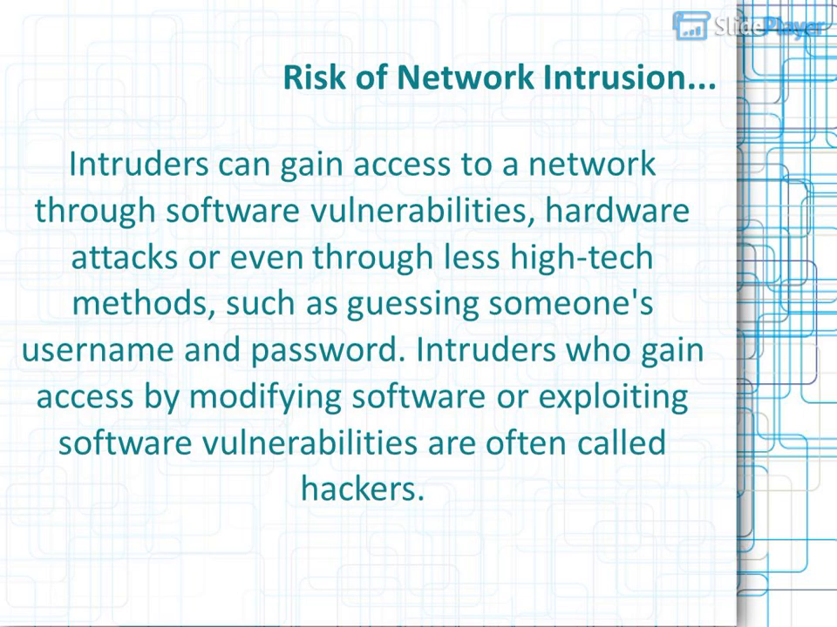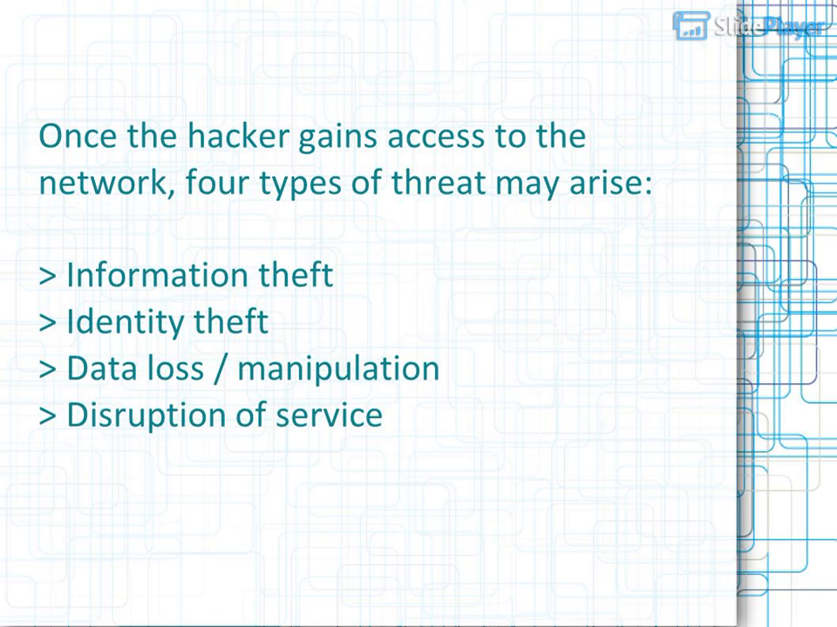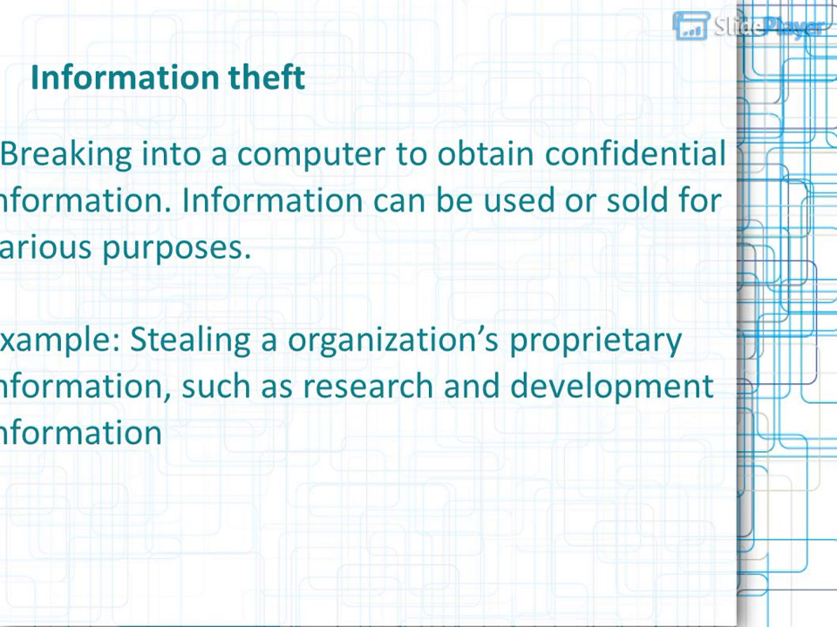Risk of network intrusion. Intruders can gain access to a network through software vulnerabilities, hardware attacks, or even through less high-tech methods, such as guessing someone's username and password. Intruders who gain access by modifying software or exploiting software vulnerabilities are often called hackers. Once the hacker gains access to the network, 4 types of threat may arise: information theft, identity theft, data loss and manipulation, and disruption of service.